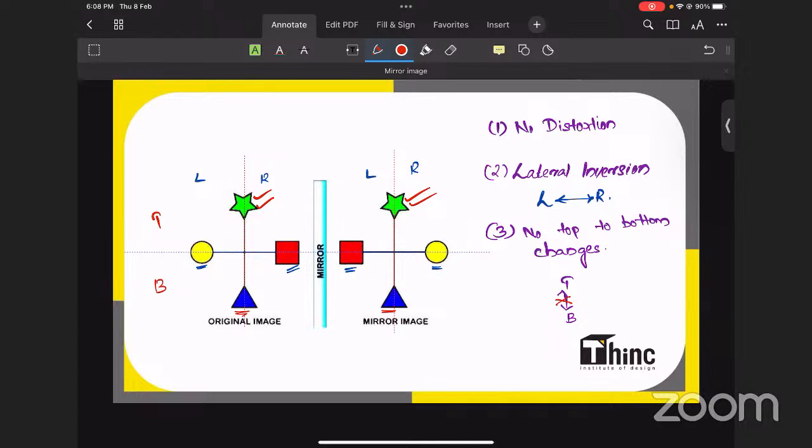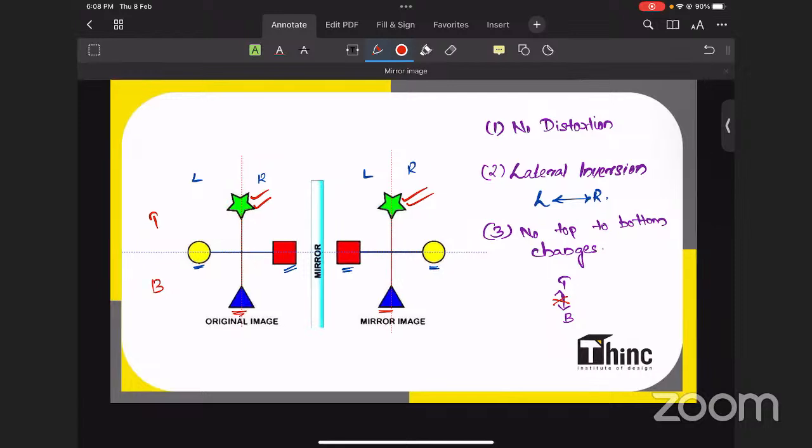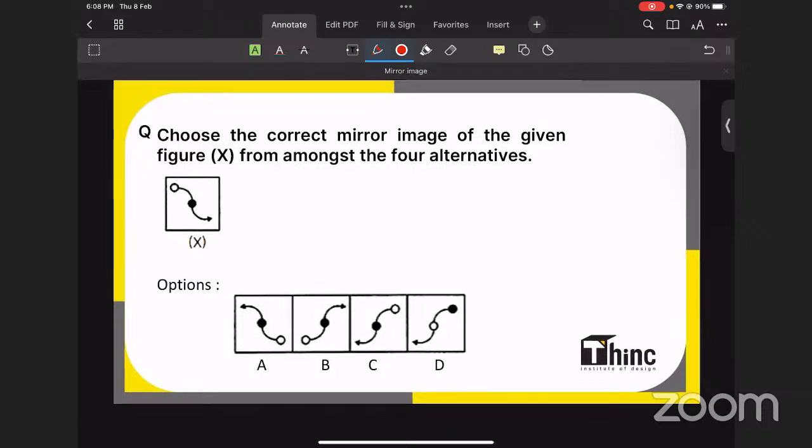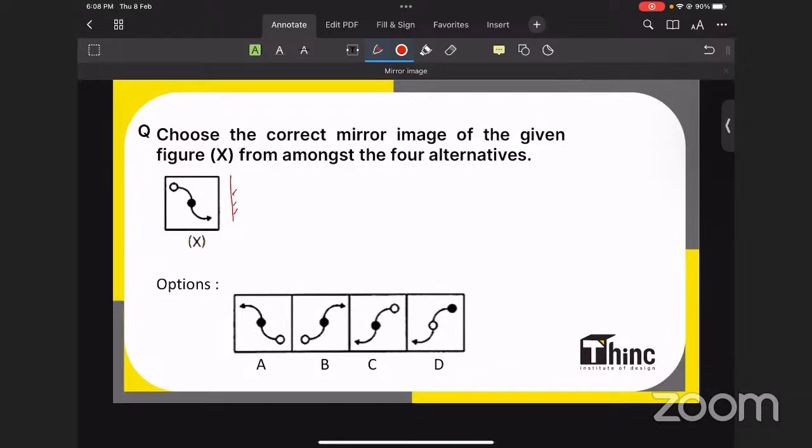Similar rules are there for water image also. We'll be discussing that particular thing on another day. So mirror image questions, you can expect in three different manners. First thing is like this, getting some figures like this, and you can expect a mirror on the right side. So what is the answer? You can put it in the chat. I will wait for your replies. Okay, A, B, C, or D.